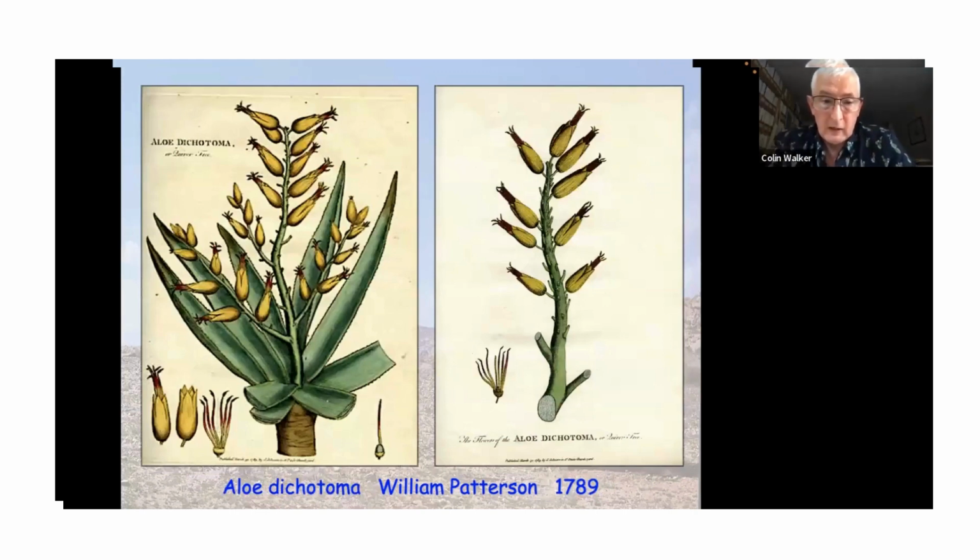There it is in flower, so that we have a rosette on the left and details of the inflorescence on the right. But William Patterson hardly described the plant. I mean, his book is just a travelogue, basically. But the images in this book are pretty impressive. So these are the first detailed paintings of Aloe dichotoma.